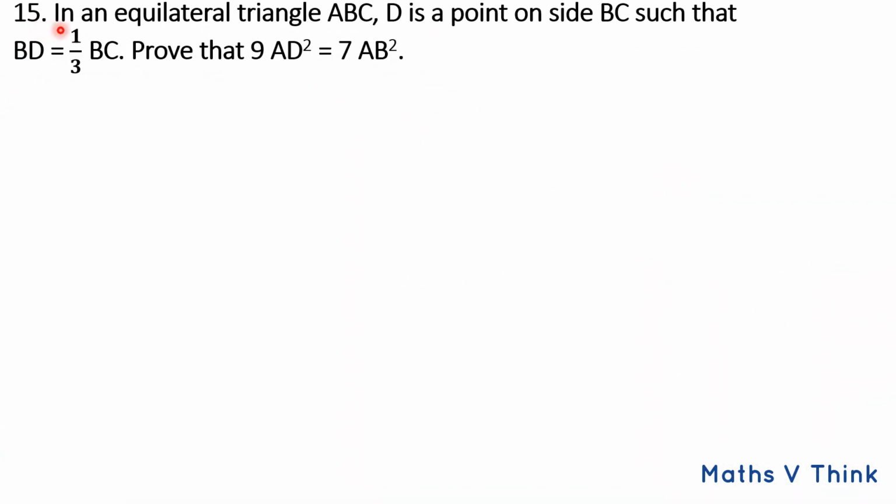The 15th question says, in an equilateral triangle ABC, D is a point on side BC such that BD is equal to 1 by 3 BC. Prove that 9AD square is equal to 7AB square. So we'll draw an equilateral triangle. Now we'll write the given part.